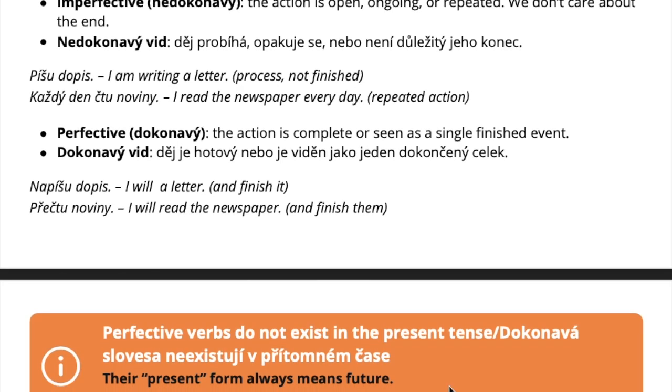And so we have two different aspects. Máme dva různé vidy. We have imperfective and perfective.